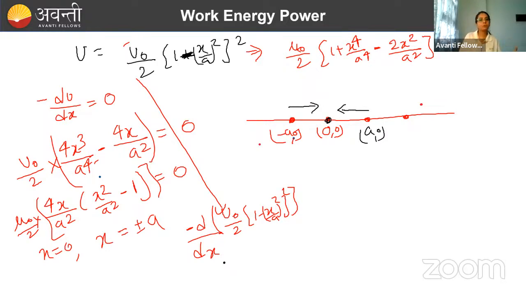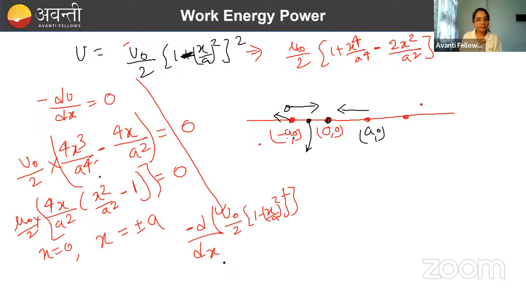For that we will have to randomly take any point here. Suppose at -a, what is the potential energy? Just put the value of x equal to -a. If you put x equal to -a in the potential energy equation, it will become 1 minus 1, which is 0. So here the potential energy is 0.